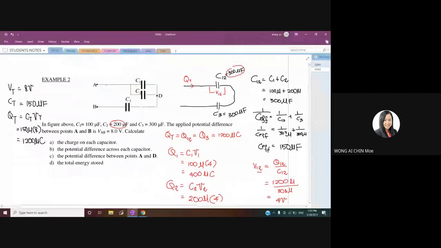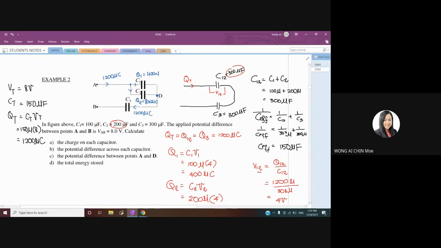Okay, so just now our Q total is 1,200 microcoulomb. When it comes to this junction, it will split. You will receive Q1, which we calculated as 400 micro, and it will go down. Q2 equals 800 microcoulomb. Total up 400 and 800, when you combine at this junction, it will come out with 1,200 microcoulomb again.